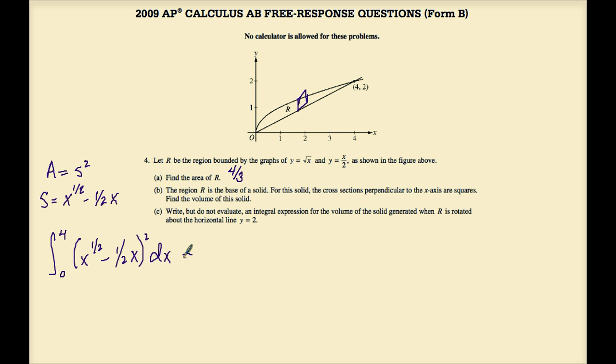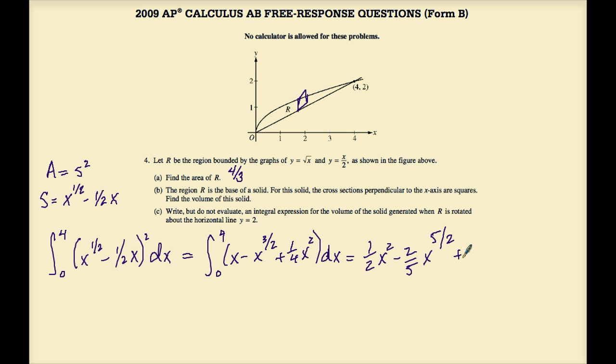We'll square that binomial to simplify the integrand. 0 to 4, x minus x to the 3/2 plus 1/4 x squared. And now we'll integrate. Remember, this is on the calculator not allowed section of the exam, so this is all manual integration. We'll have 1/2 x squared minus 2/5 x to the 5/2 plus 1/12 x cubed, evaluated from 0 to 4. And this will give a volume of 8 over 15 cubic units.